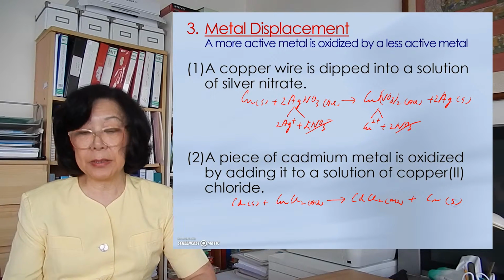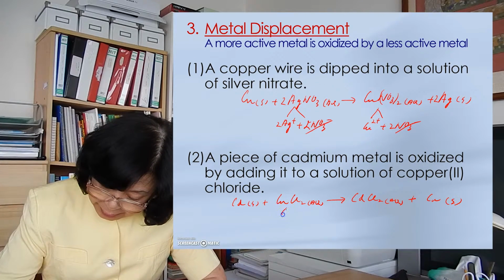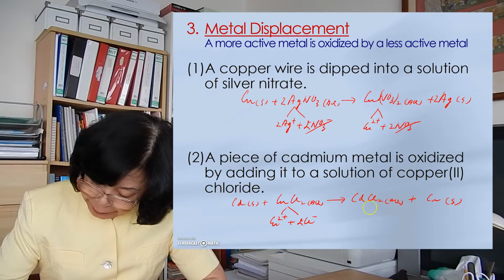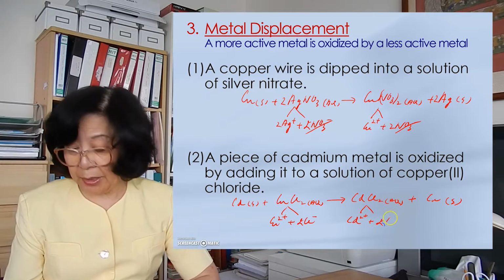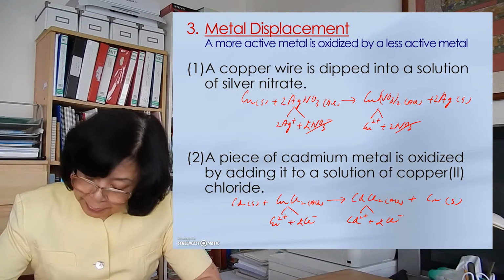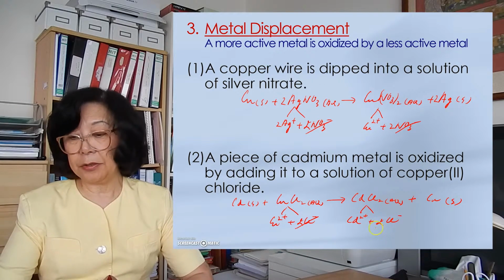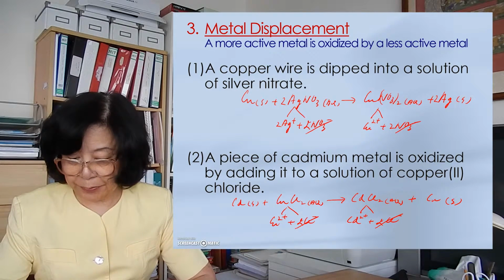And this is already balanced, so we dissociate the copper chloride solution into copper ion and chloride ion, and we do the same to the cadmium chloride to dissociate into cadmium and chloride ion, cancel out the chloride ions, and you have the net ionic equation.